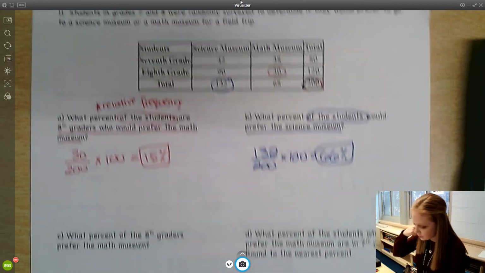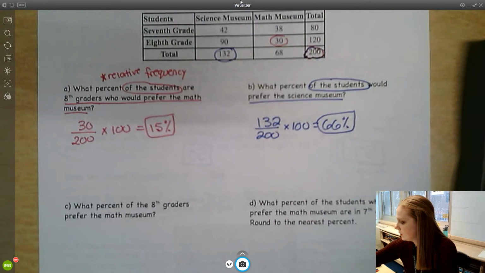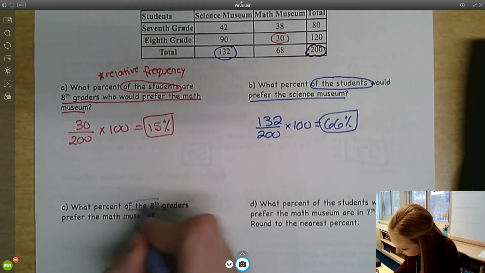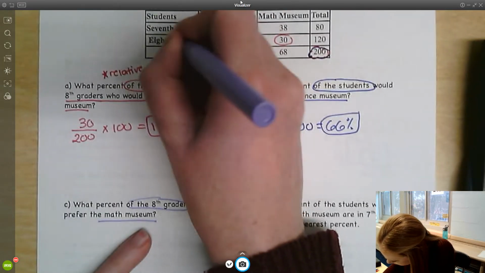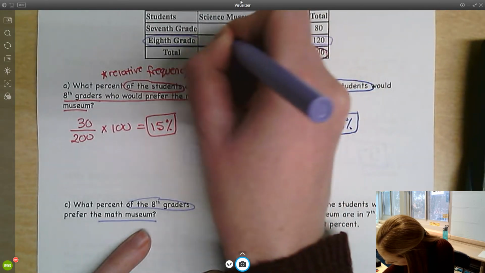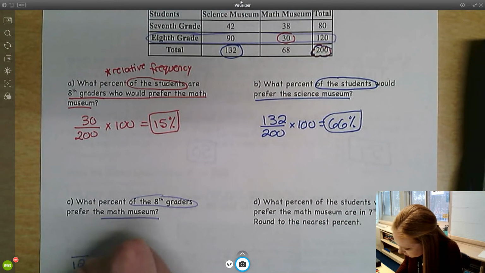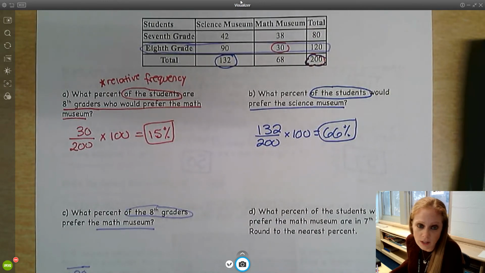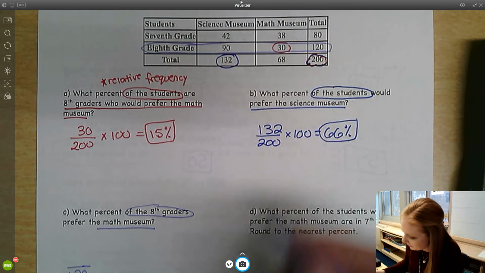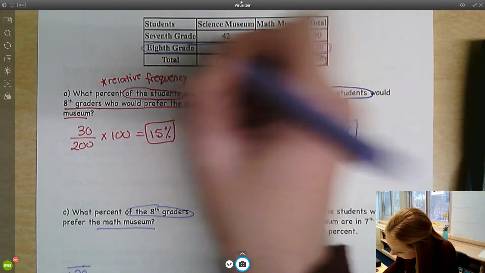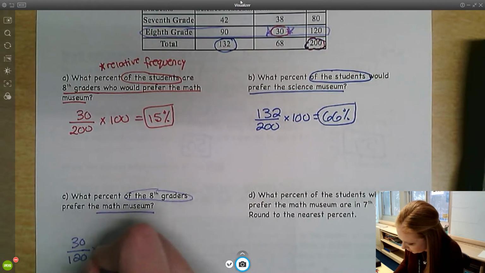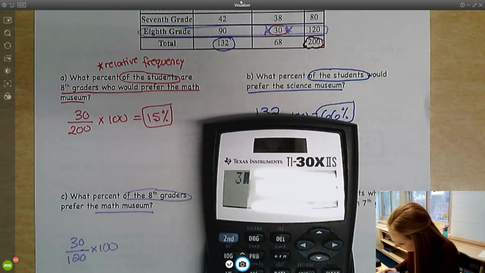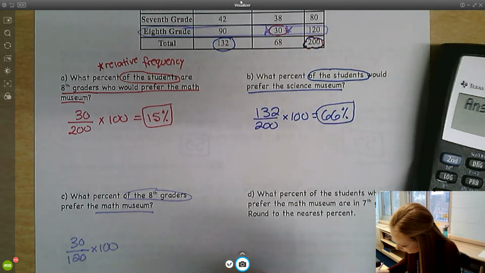What percent of the 8th graders prefer the Math Museum? All right. Of the 8th graders prefer the Math Museum. So we're going to look at all of the 8th graders, which I'm circling in purple right now. All of the 8th graders, there's 120 8th graders. Out of all those 8th graders, we want to know what percent preferred the Math Museum. 30 of the 8th graders preferred the Math Museum out of all 120 8th graders. 30 out of 120. 30 out of 120 times 100 to make it a percent, 25%.